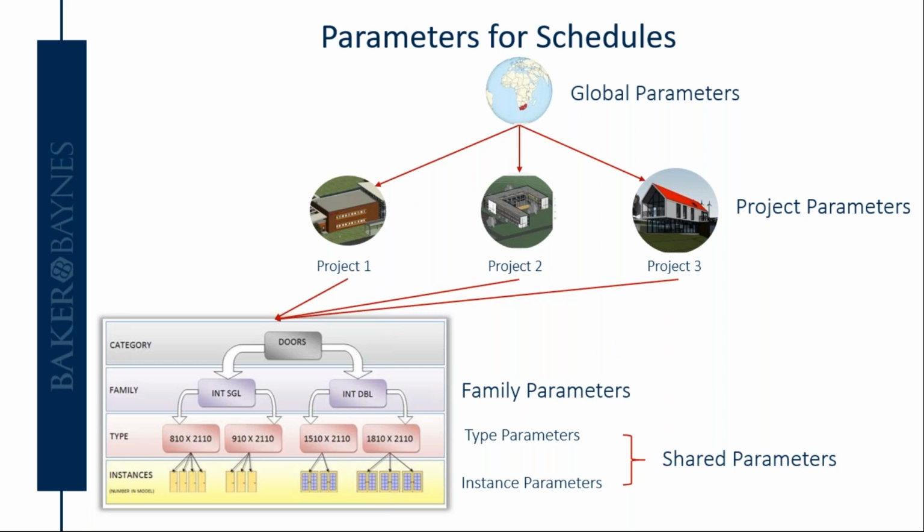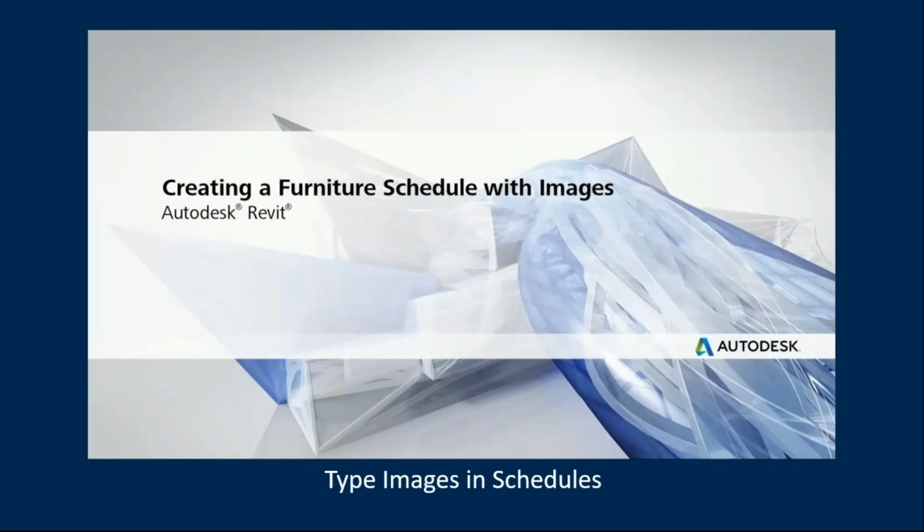So this is a very quick and dirty explanation of parameters that are available, but this is something that you would create as you need it. And one of the nice ways that you can use parameters in your schedules is with images. So in this example, you'll see how images can be added to schedules by making use of either type or instance parameters. So the images here are both the system parameters, meaning that they are already preloaded in Revit.